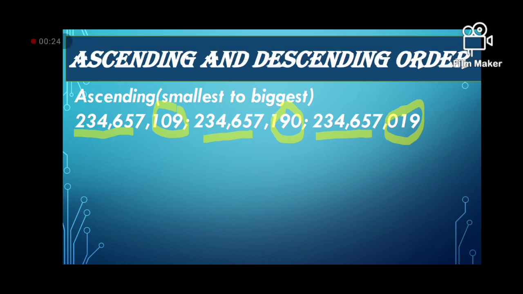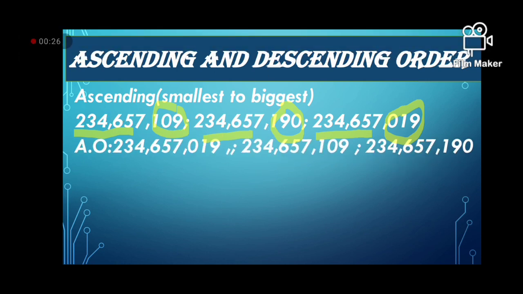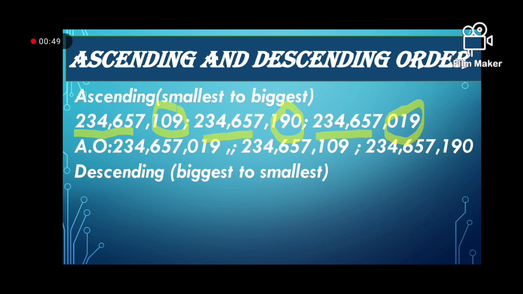The smallest number is 234,657,019, 234,657,109 and 234,657,190. Then descending order. Descending means biggest to the smallest.